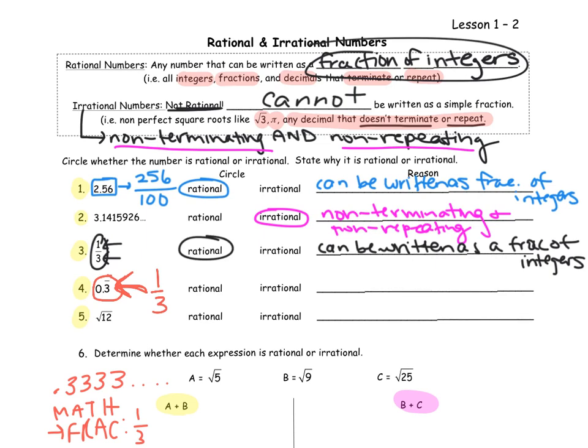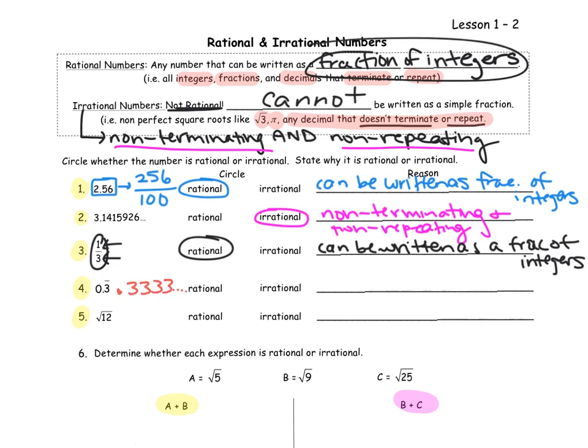But we should also be able to tell that this is rational despite that fact because there's repetition in this decimal. This is 0.3333. It goes on forever. There's repetition. Remember, to be irrational, it has to be both non-terminating and non-repeating. But this repeats. That's good. So this is rational. So we can write that as a fraction of integers.